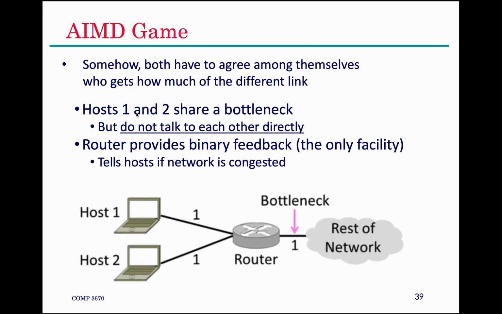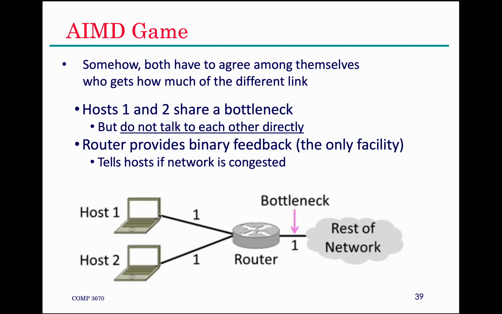So here we have hosts 1 and 2, and both of them share a bottleneck. As you can see, hosts 1 and 2 both go to the same router, and the amount of bandwidth that this link and this link has is 1. And the amount of bandwidth that this link has is 1.